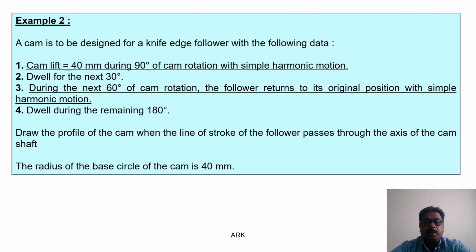Example 2. A cam is to be designed for a knife edge follower with the following data: cam lift equal to 40 mm during 90 degree of cam rotation with simple harmonic motion, dwell for the next 30 degree. During the next 60 degree of cam rotation, the follower returns to its original position with simple harmonic motion, dwell during the remaining 180 degree. Draw the profile of the cam when the line of stroke of the follower passes through the axis of the camshaft. The radius of the base circle of the cam is 40 millimeter.